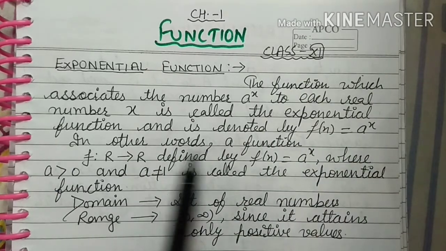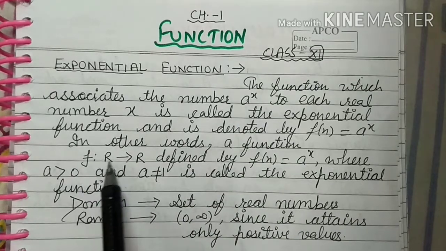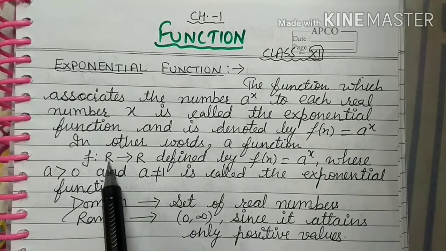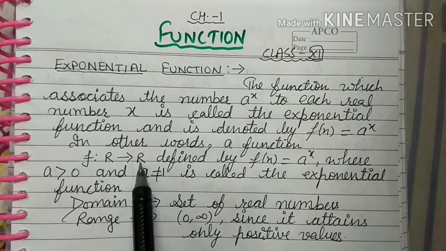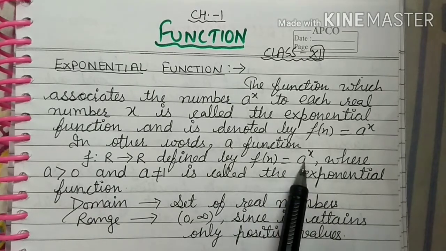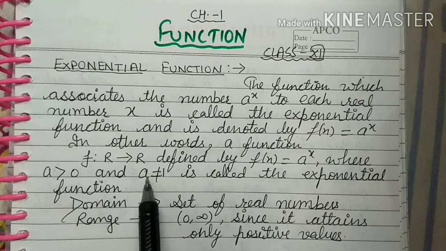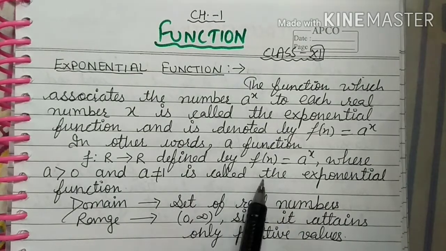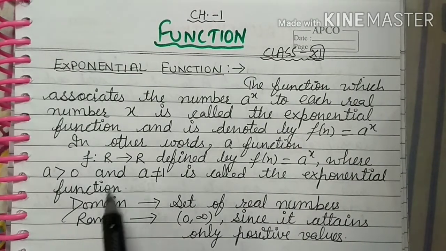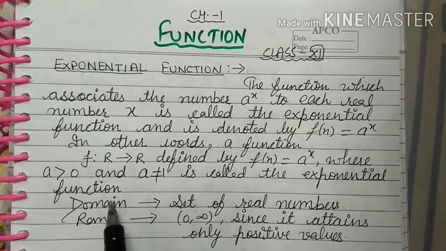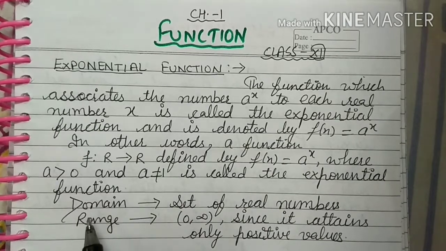In other words, we can say that a function f from R to R, that is from the set of real numbers to the set of real numbers, defined by f(x) equal to a raised to the power x, where a is a positive number and it is never equal to 1, is called the exponential function. Means जब भी आपका variable power form में होगा, that function will be called the exponential function. Now we'll discuss the domain and range of this exponential function.